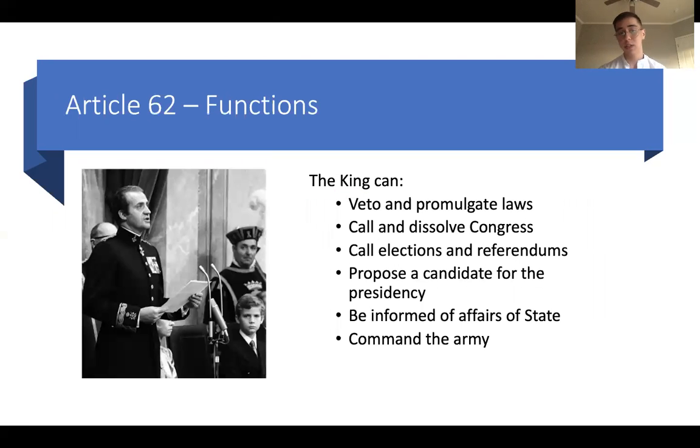In Article 62, his functions are developed, and he can veto and promulgate laws, call and dissolve Congress, call elections and referendums, propose a candidate for the presidency, be informed of affairs of state, and command the army. And here, by the way, this is Juan Carlos I when he was ratifying the Constitution.